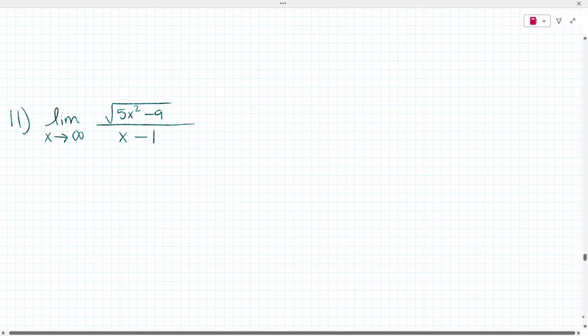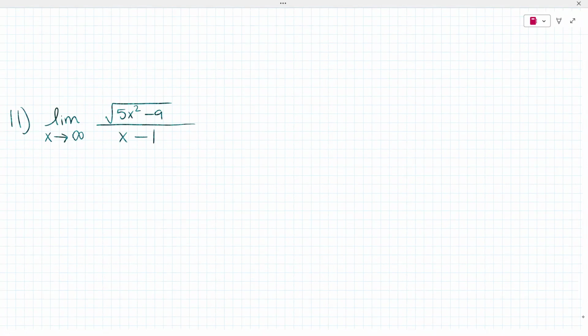Number 11. What is the limit as x approaches infinity of the square root of 5x squared minus 9, all over x minus 1? So let's fix the numerator. We only care about this 5x squared. I don't care about this negative 9 because it's not going to give me the highest power, right? So what is the square root of 5x squared? Well, the square root of 5 is just square root of 5. The square root of x squared is just x. Now do the bottom. What's the highest term on the bottom? It's x. And what can you say about these powers? They are practically the same. So when they are the same, you use the coefficient, which is radical 5.